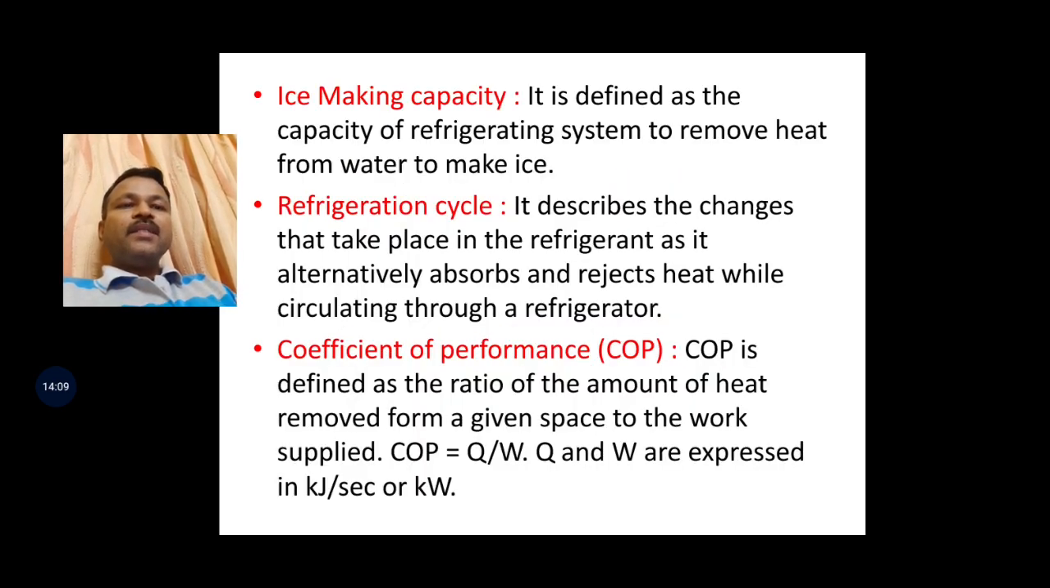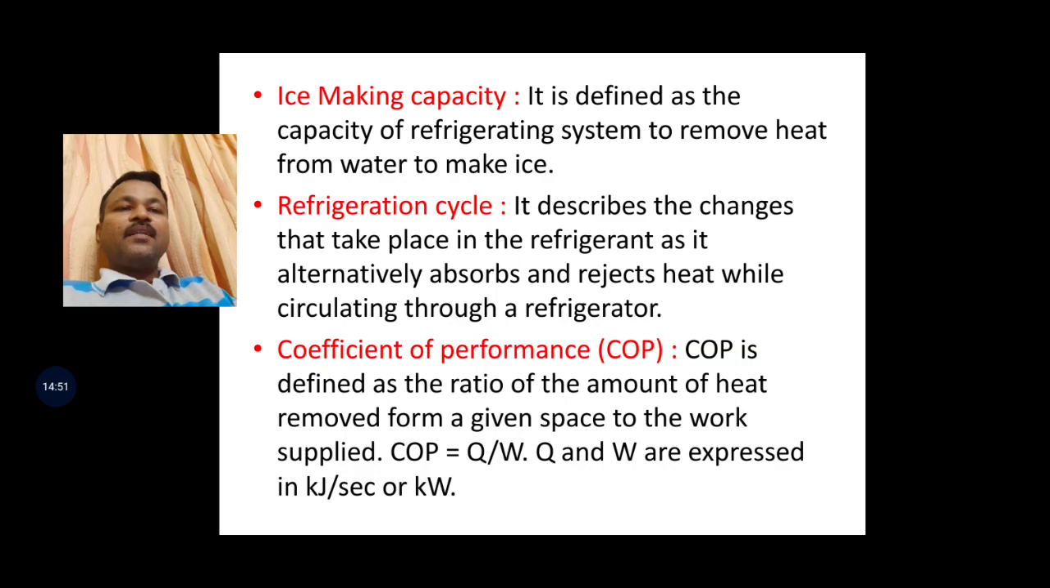Next, ice making capacity. It is defined as the capacity of a refrigeration system to remove heat from water to make ice, because water contains heat. The water at room temperature is 30 degrees Celsius or 25 degrees Celsius. So you have to remove the entire amount of heat which is present in the water and make it 0 degrees. That is called ice making capacity. So it is defined as the capacity of a refrigerating system to remove the heat from water to make ice. It is called the ice making capacity of that machine.